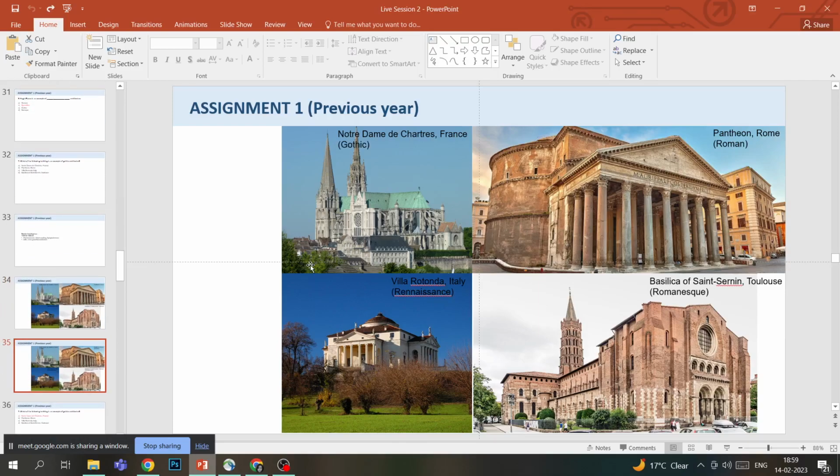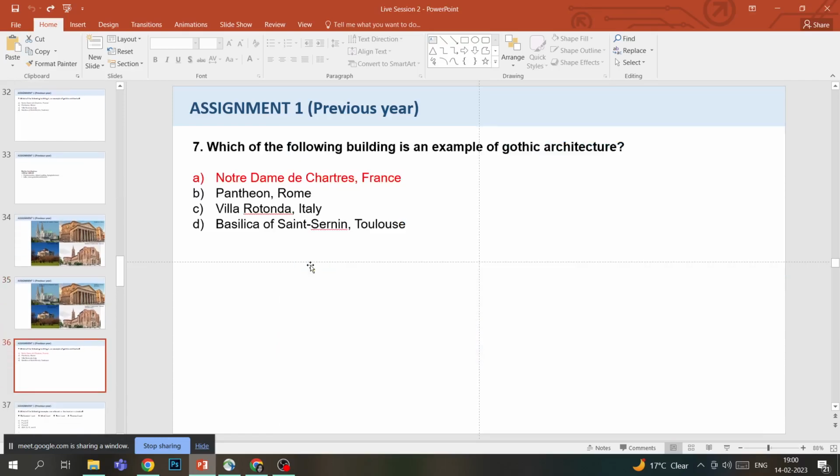But I have also mentioned what era the other buildings are from. So Pantheon, Rome, is from Roman architecture, you can say classical period. Then Villa Rotonda was actually from Renaissance period, and the Basilica of Saint Sernin in Toulouse was from Romanesque period. So Romanesque basically had a Byzantine kind of architecture, and then a little bit of Gothic involved in Byzantine. So in Romanesque, you can see the tower behind it and you can see the front, it is very Byzantine like. So yeah, the correct answer is Notre Dame de Chartres, France.